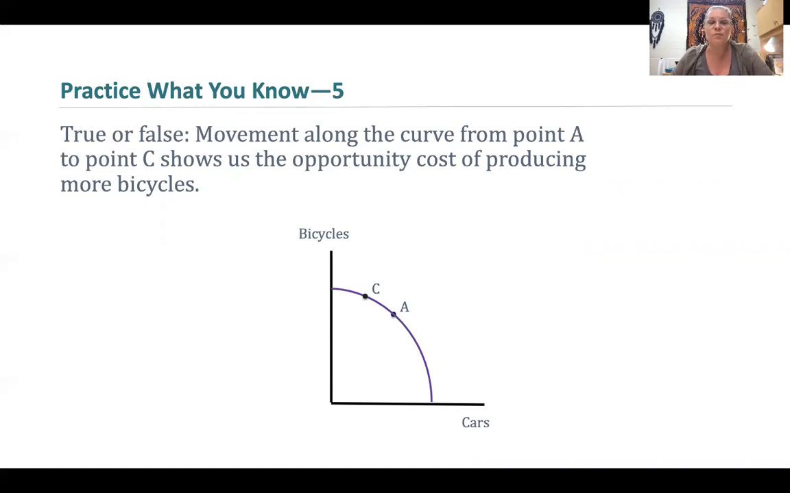True or false? Movement along the curve from A to C shows us the opportunity cost of producing more bicycles. So from A to C, we're gaining bicycles and giving up cars. So this is true because the number of cars we give up is the opportunity cost of producing more bicycles.